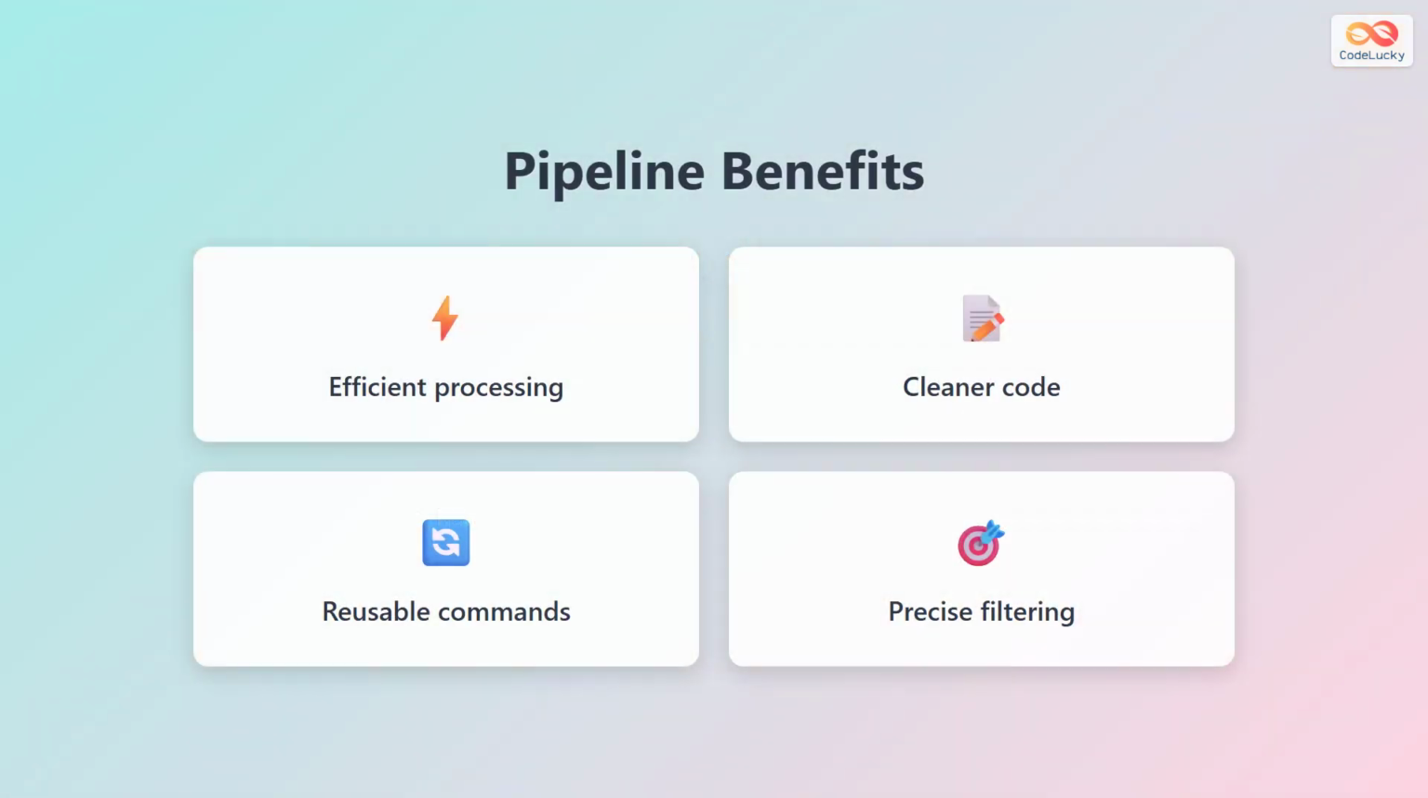The pipeline offers several key benefits. First, efficient processing. Commands in the pipeline process data as it flows without storing everything in memory. Second, cleaner code. Instead of nesting commands or using temporary variables, you write linear, easy-to-read command chains. Third, reusable commands. You can combine existing commands in new ways without writing custom code. And fourth, precise filtering. You can narrow down large datasets step by step to get exactly the information you need. These benefits make the pipeline an essential tool for PowerShell users.